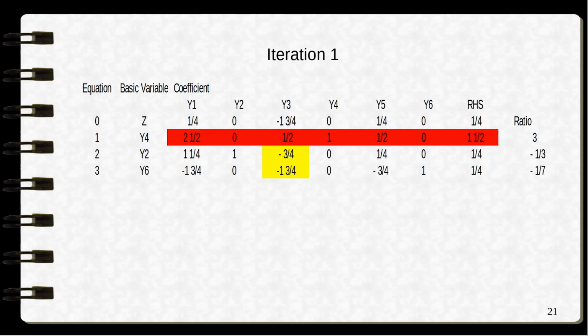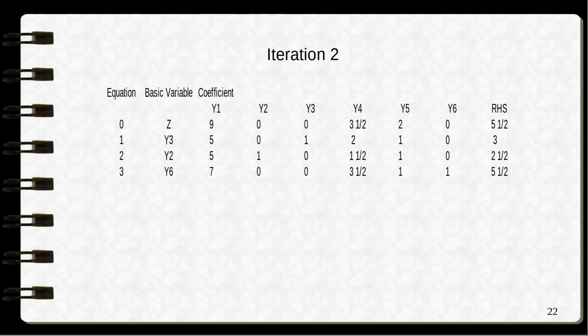Once again, we find that we have to move in the direction of y3 because y3 has a negative coefficient in z. Now again, what do we find? The incoming non-basic variable is y3 and the outgoing basic variable is going to be y4, because the ratio here is 3. And finally, we get this final table where we find that there are no longer any negative coefficients in the objective function.